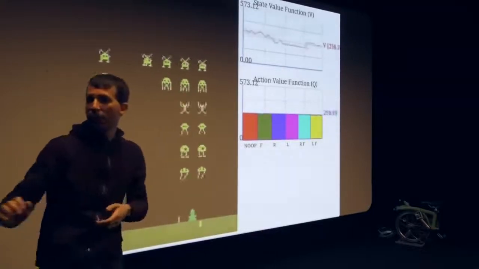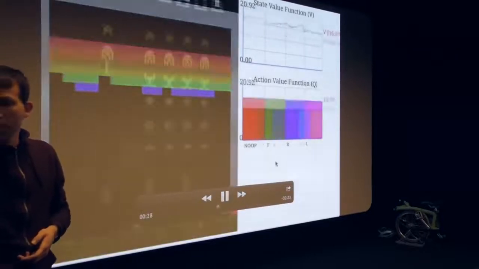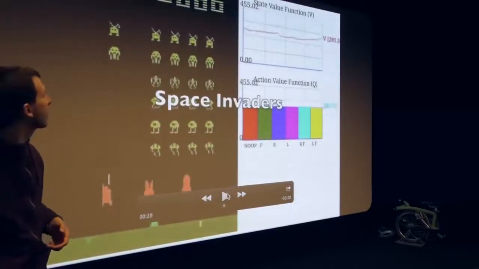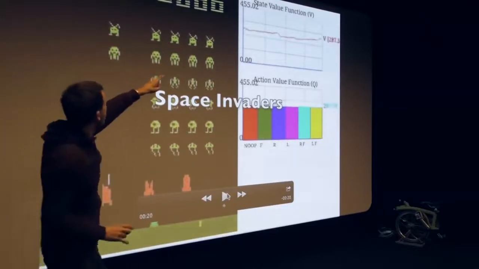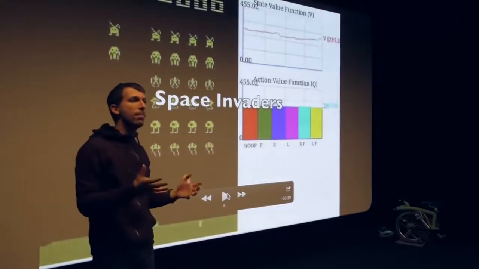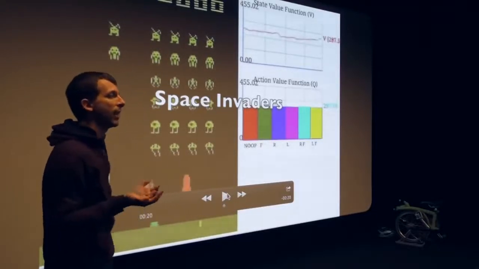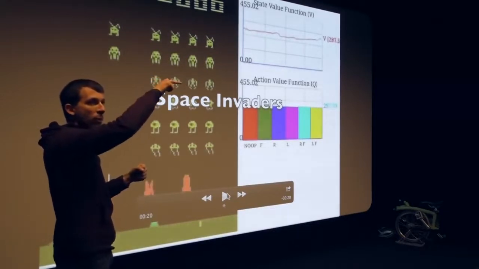Now for Space Invaders, what we see here is that there's basically a big spike, which is when the mothership starts coming along the top. It realizes that the mothership might mean a big spike in possible reward it's about to get. If it actually shoots that mothership, it should expect to get a very large positive reward.